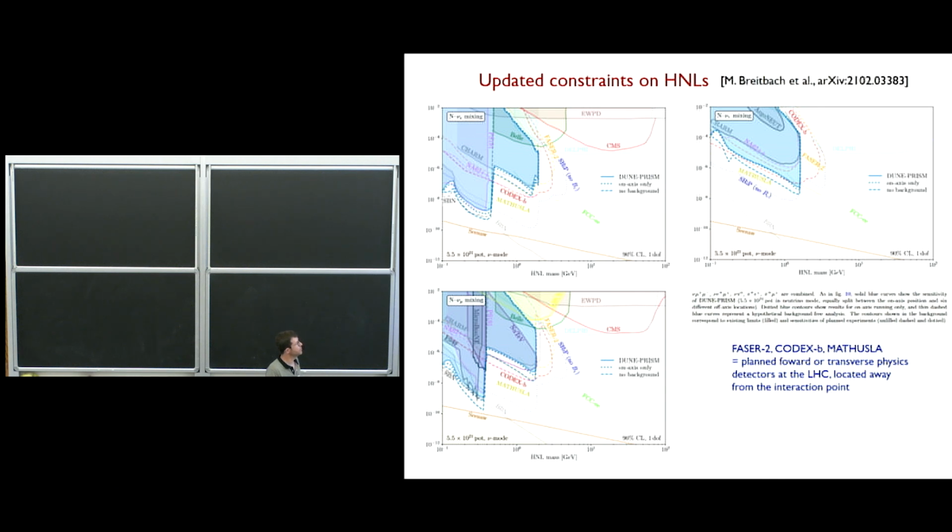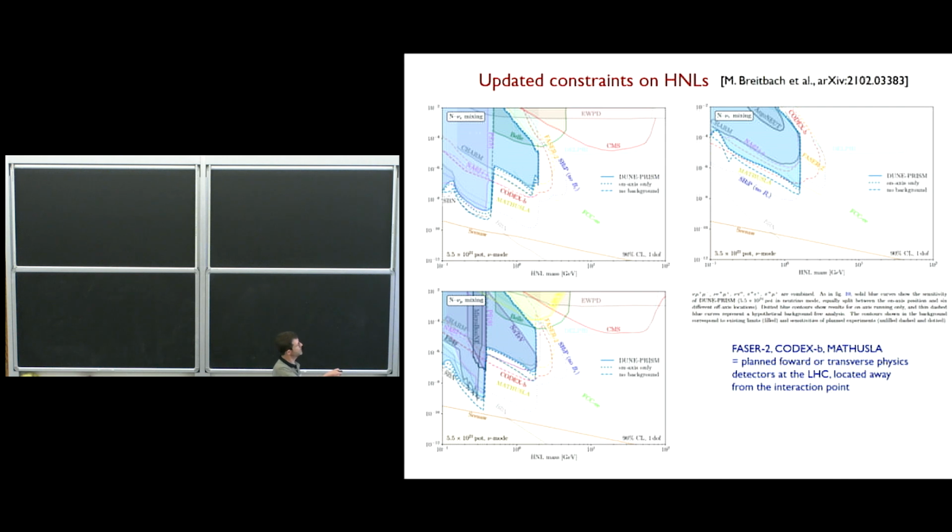Now I'm presenting updated constraints on heavy neutral leptons, taken from this paper. The main goal of this paper was to see the constraint that the D-Neur detector can set, basically given by the blue area here. This is the mixing with the electron flavor, the mixing with the muon flavor, written in this little box, and the mixing with the tau flavor.